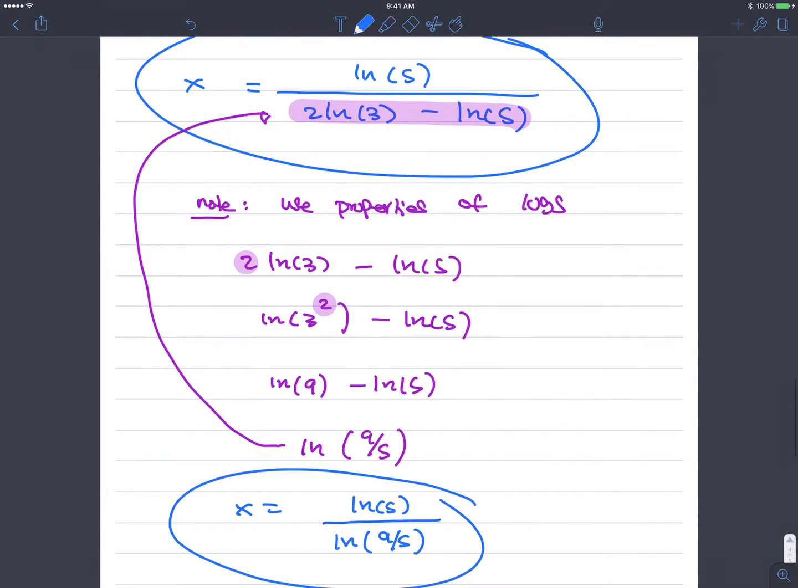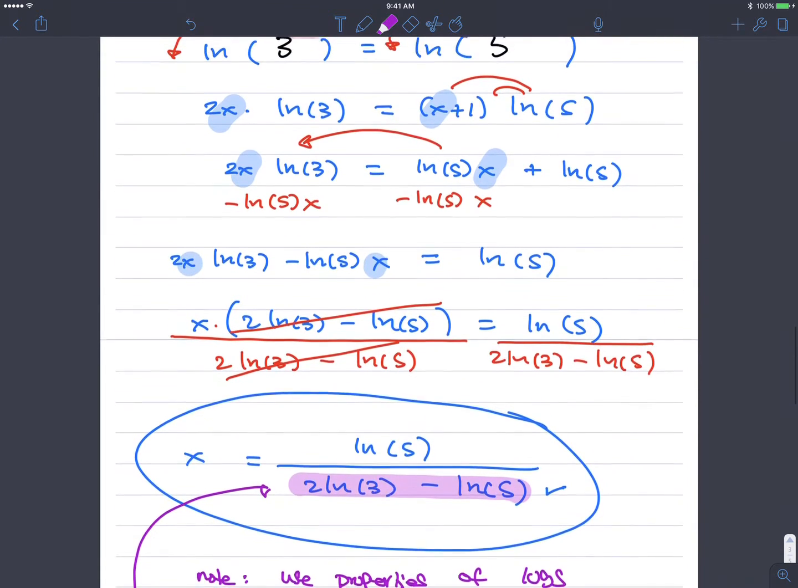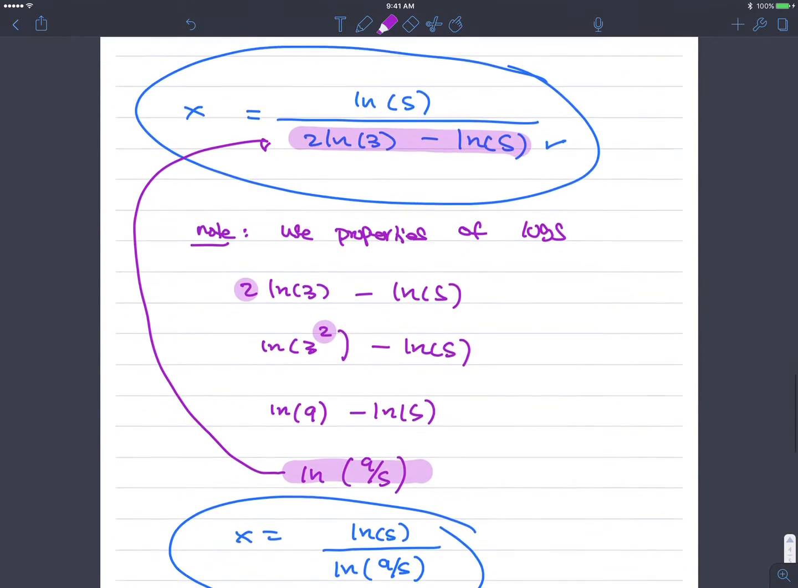I just want to point out again that the denominator over here used properties of logs to write this as the natural log of 9/5. Anyway, we can do that too, and that might be fun to express our answers. Remember, there's no other property to simplify further from this, and we're done with that question. So that one's number 9. So let's go to 11.